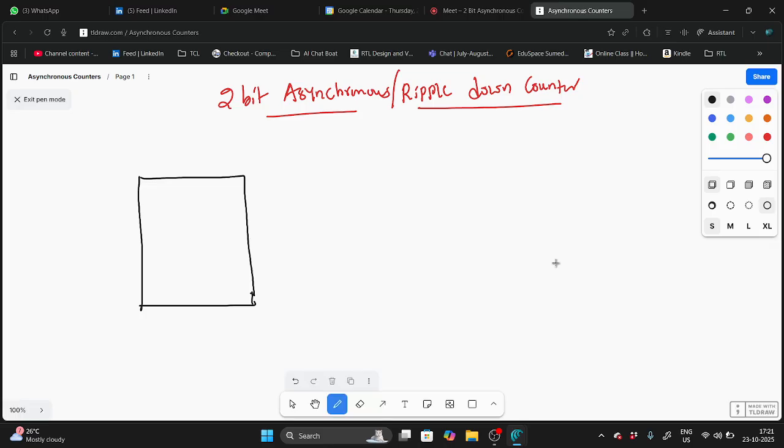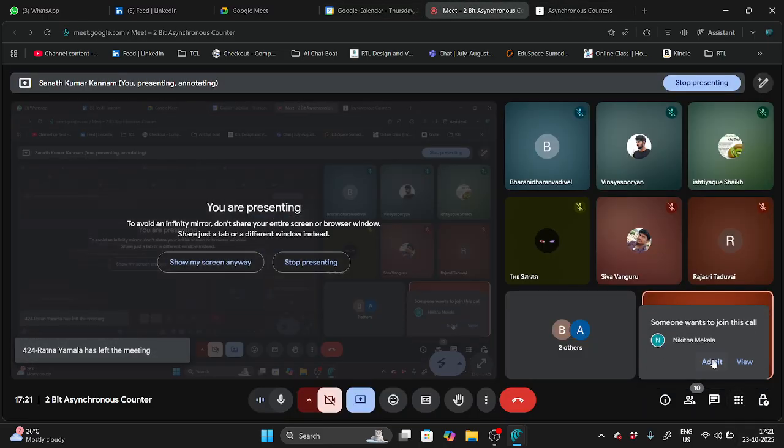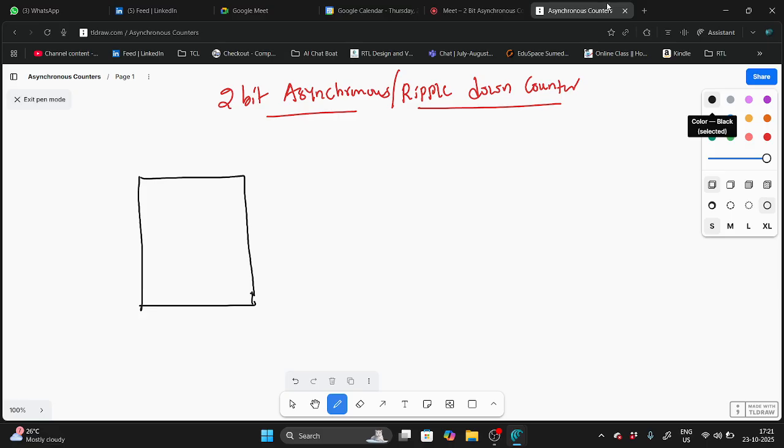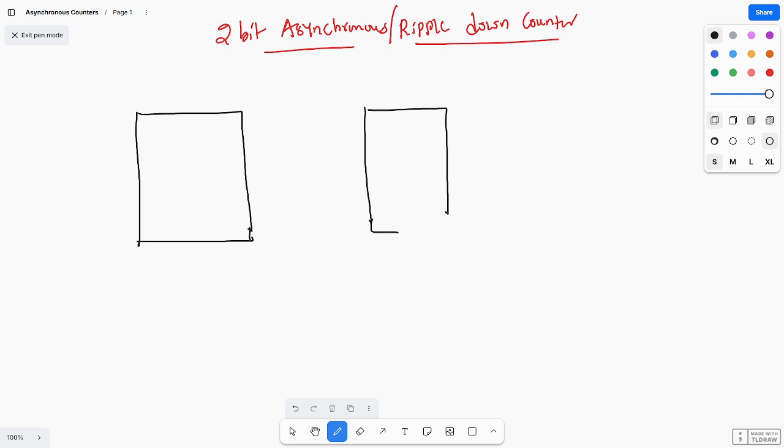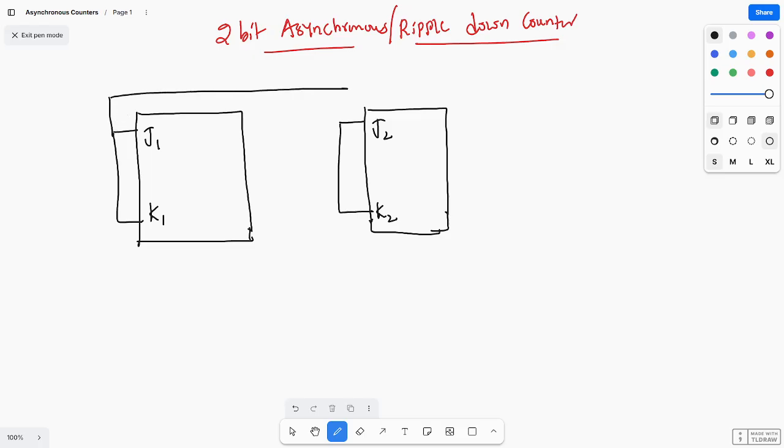I am using two JK flip flops; 2-bit means 2 flip flops. The LSB flip flop will always toggle, and the output of one flip flop acts as the clock for the next flip flop. So J1 K1 are connected together, and J2 K2 are also connected together, and both are given logic 1, the toggle state.